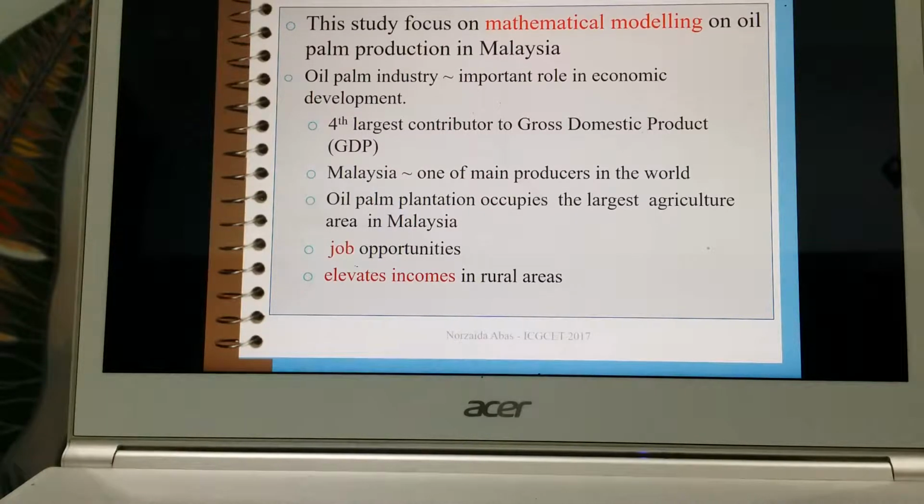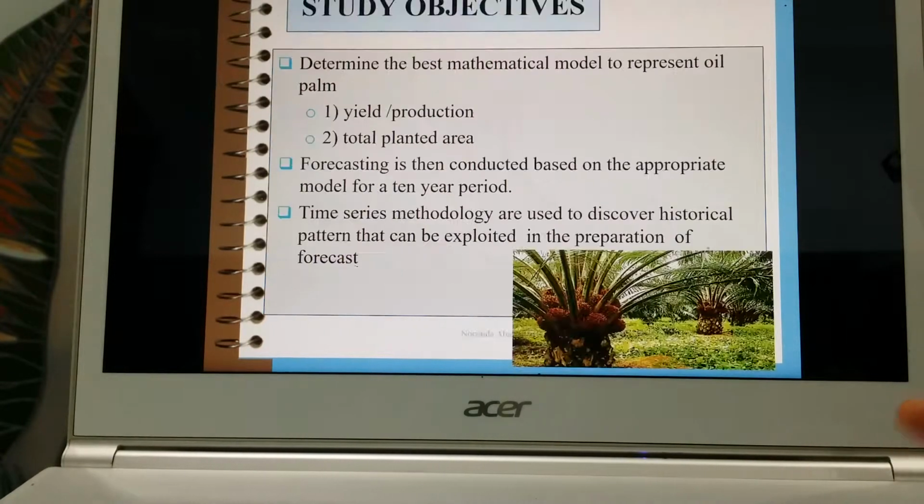Why is oil palm the center of the study? That's because the oil palm industry plays a very important role in our economic development. It is the fourth largest contributor to our gross domestic product, and Malaysia is also one of the main producers of oil palm in the world. Oil palm production occupies the largest agricultural area in Malaysia, and the industry also provides job opportunities and helps to elevate income in rural areas.